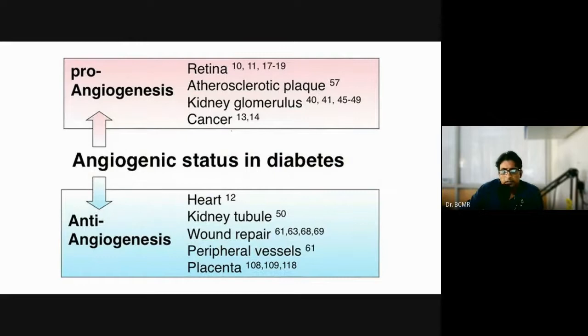So there are two things. First, we were saying that in the eyes there is hemorrhage, and something like aneurysms may happen. Whereas in the legs, the blood vessels become narrowed, and because of which there will be problems. So the angiogenic status in diabetes is kind of twofold. In some tissues, it is anti-angiogenic. That means blood vessels are not formed enough, like in the heart, kidney, wound repair, and so on. In those cases, they are anti-angiogenic.